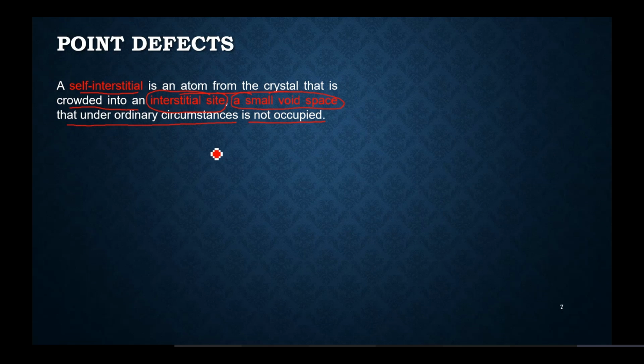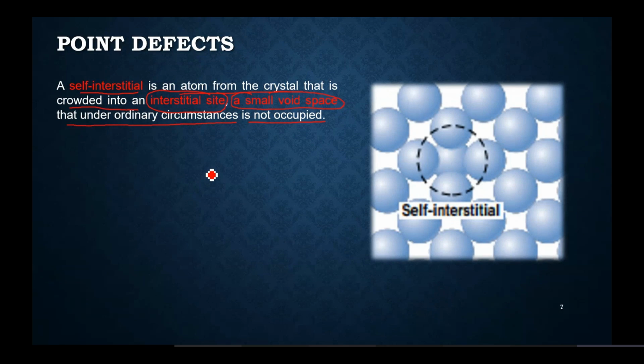A self-interstitial point defect is a defect in which an atom moves from its original position and gets trapped into an interstitial site, or a small void space that is normally not occupied in a perfect-order crystalline structure. Now, if you see here, you find an atom tightly bound in a space where this atom should not have been placed. These spaces between the atoms are the small interstitial spaces, which are generally not occupied by atoms. These are the empty spaces.